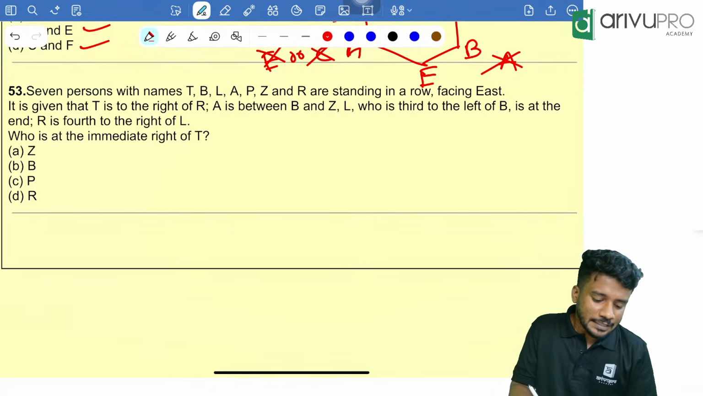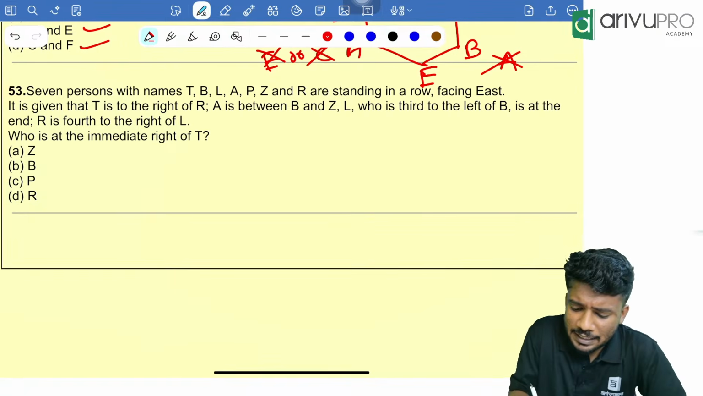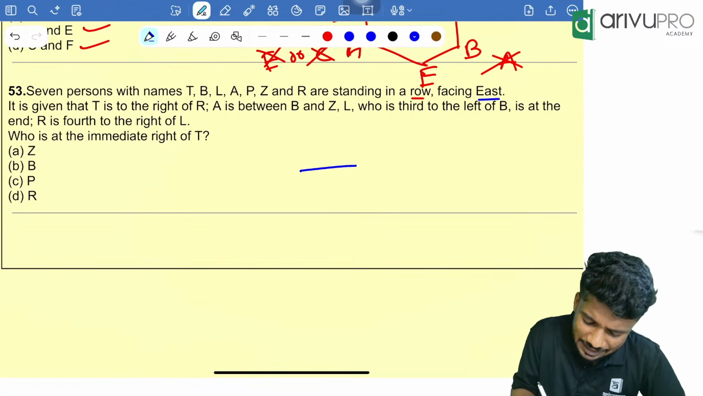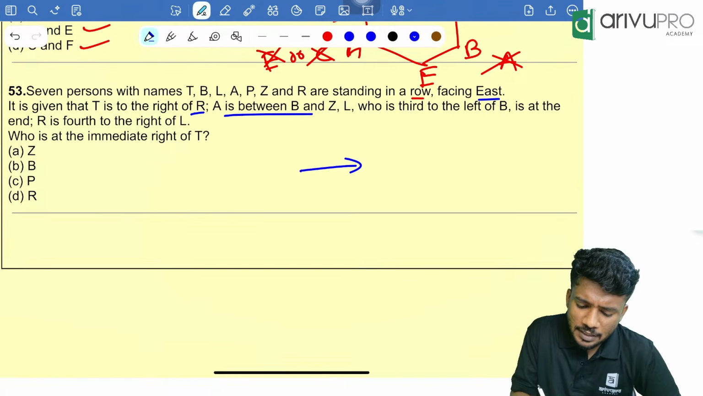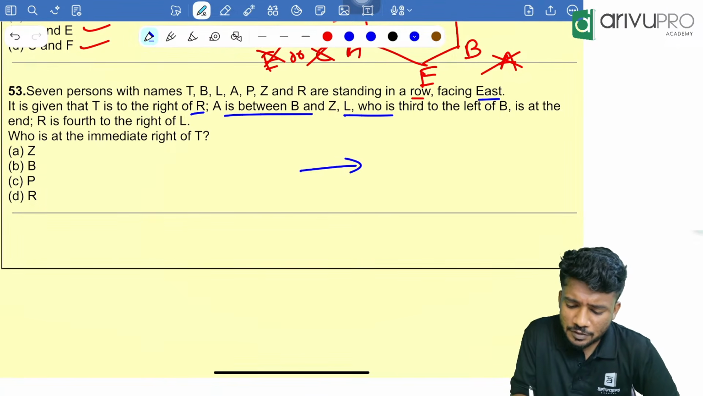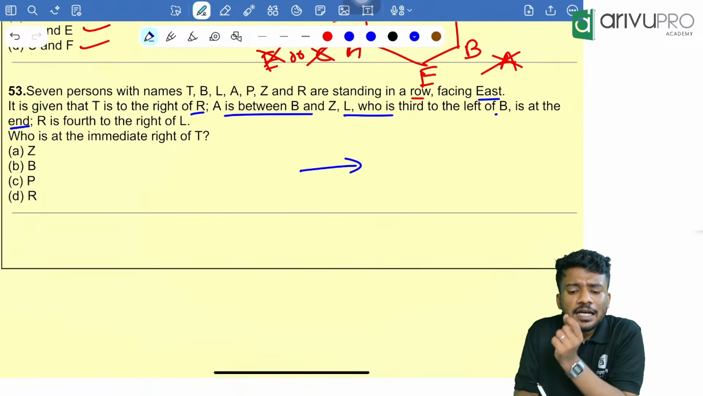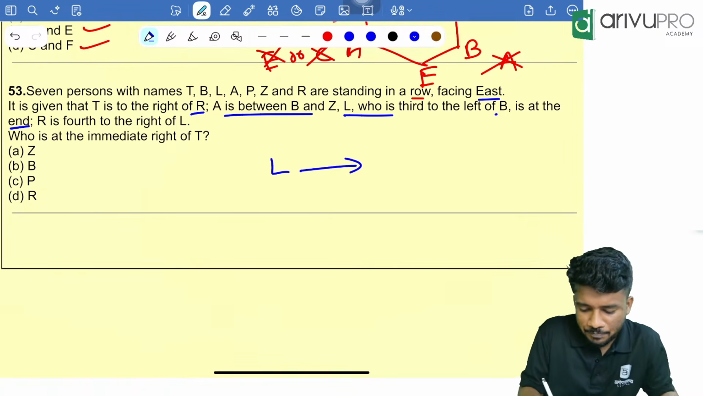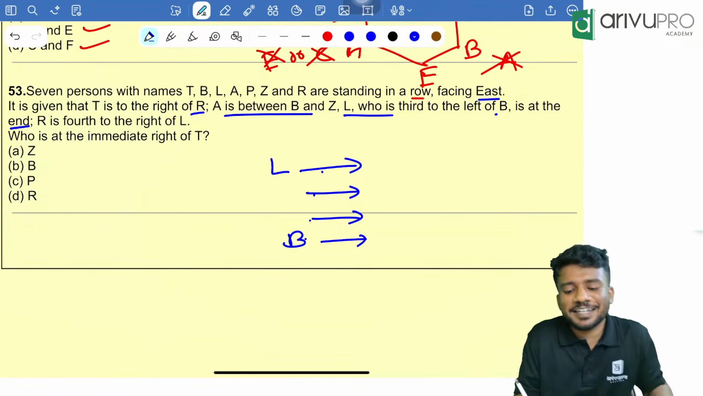Great. 7 persons with names T, B, L, A, P, Z, R are standing in a row facing east. Okay, they are looking towards which direction? The east direction. It is given that T is right of R, or A is between B and Z. L, who is third left of B, is at the end. That means if L is on the top, third left means what? The first, second, third. That means B should be here.